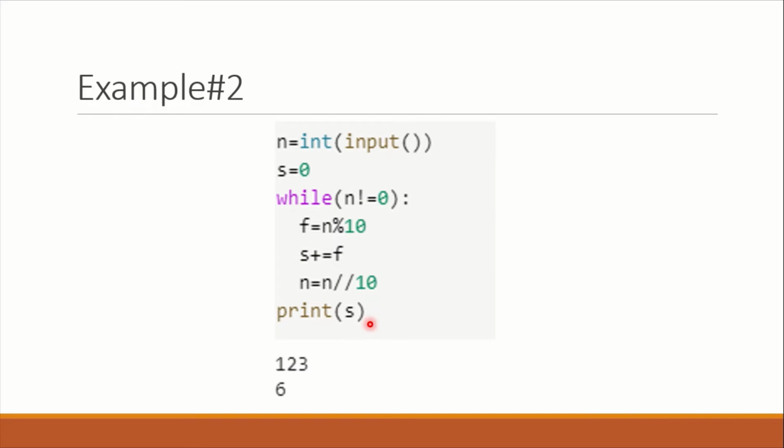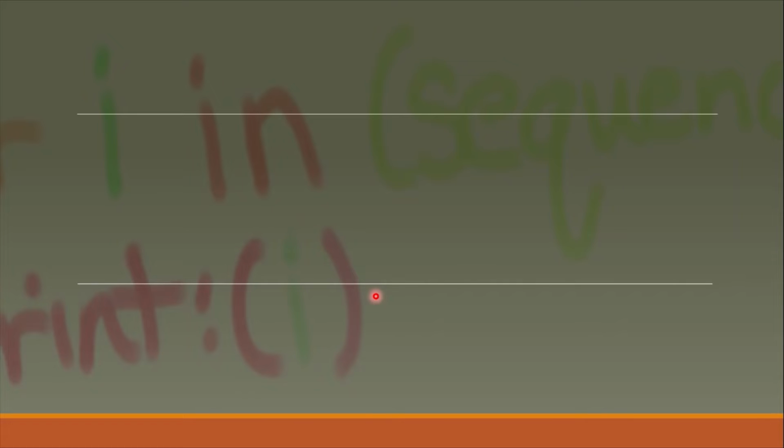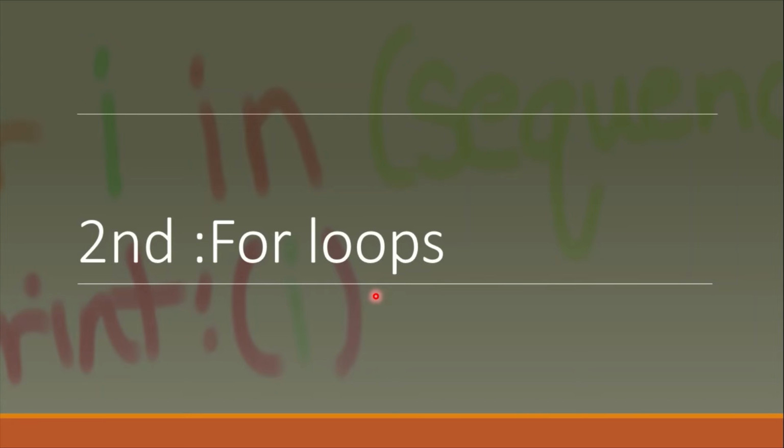As you can guess, this loop prints out the sum of the digits in the number. For example, 1, 2, 3. It prints out 6 as the sum. Okay, now for loops.